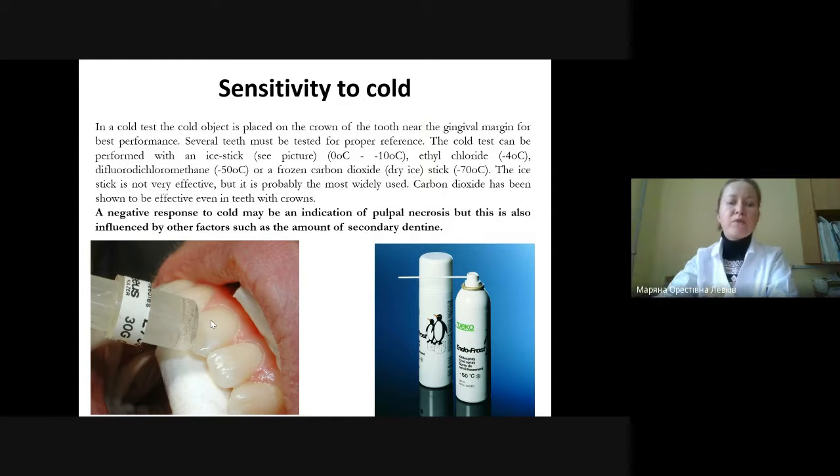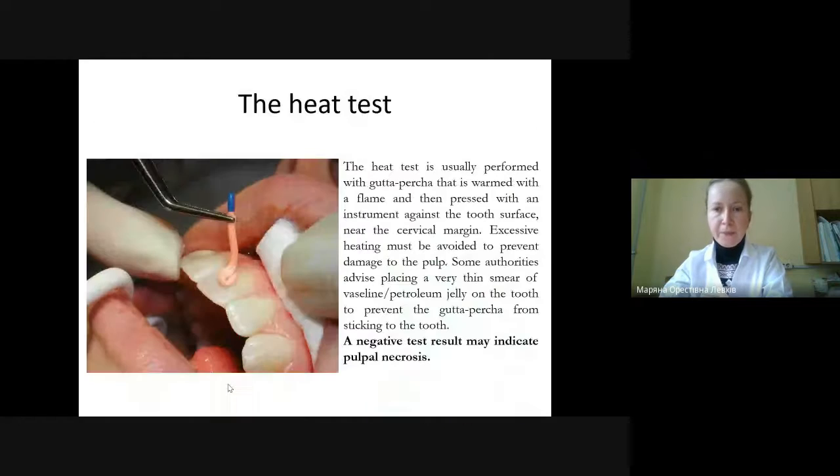The cold test can be performed with an ice stick, ethyl chloride, or frozen carbon dioxide. A negative response to cold may be an indication of pulpal necrosis, but this is also influenced by other factors such as the amount of secondary dentine. The heat test is usually performed with gutta percha that is warmed with a flame and then pressed with an instrument against the tooth surface near the cervical margin. Excessive heating must be avoided to prevent damage to the pulp. A negative test result may indicate pulpal necrosis, but if the tooth responds to heat, it means that this tooth is vital. The same with the cold test.